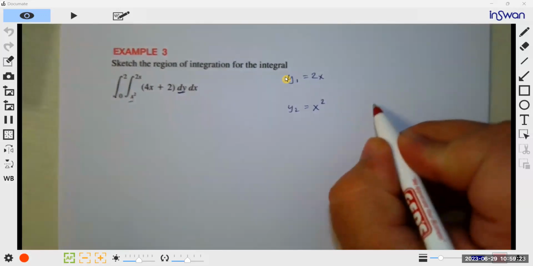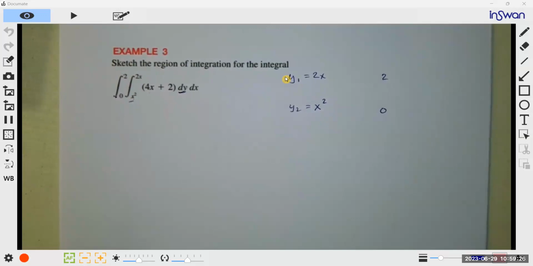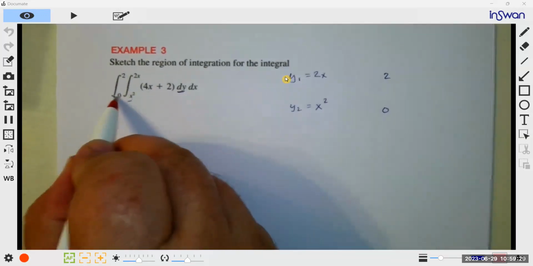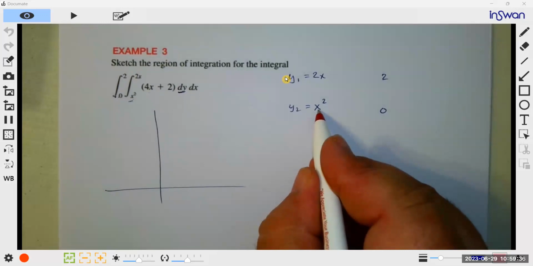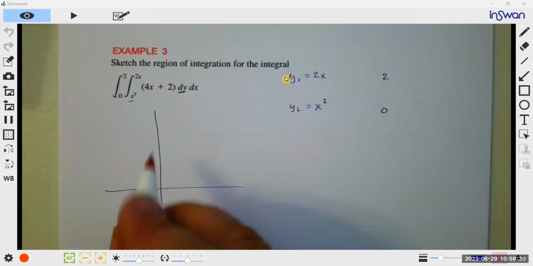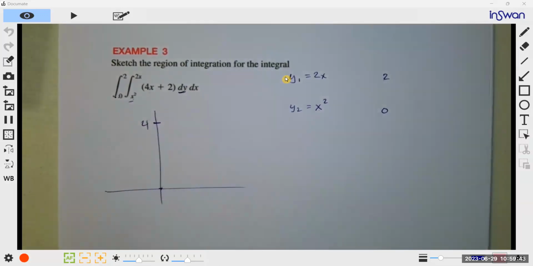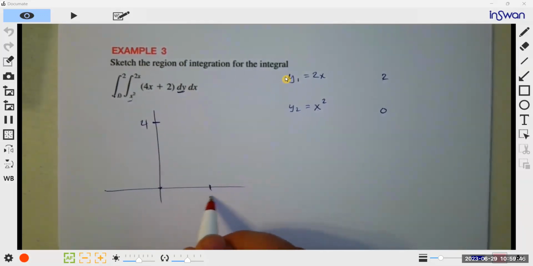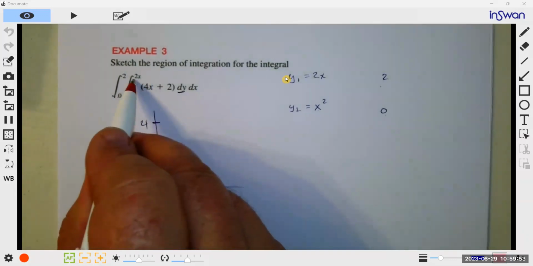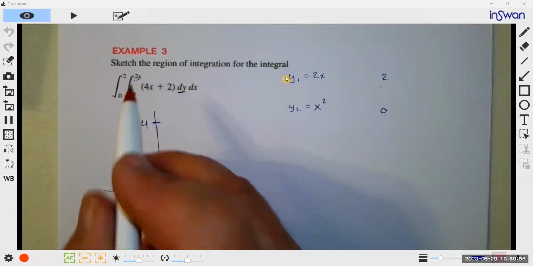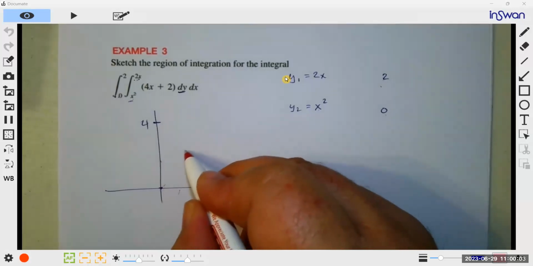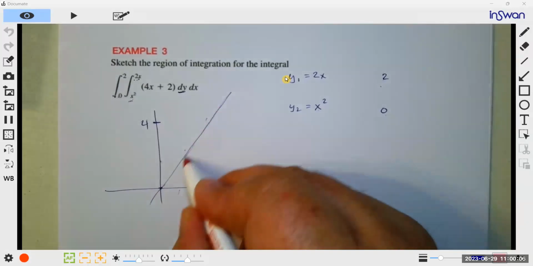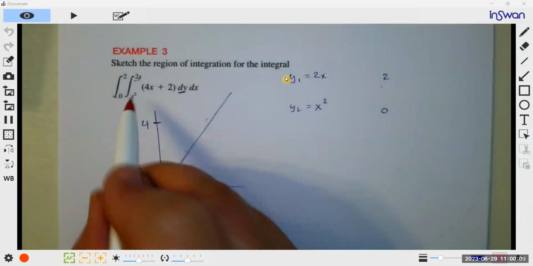And since our x's go from 0 to 2, that's our bounds really, our graph will really go from 0 to 4 on the y-axis, because if x is 0, those are 0. If x is 2, we get 4. So we know that's our range. And our x has to go from 0 to 2. So the first one is 2x. If x is 1, y is 1. So that's the graph, y equals 2x. Then the other one is x squared.